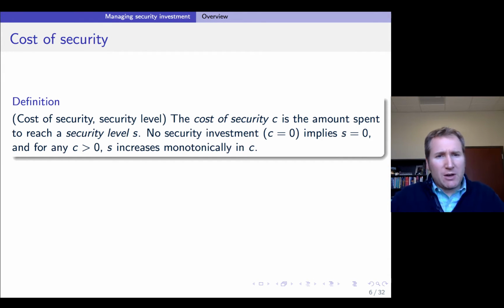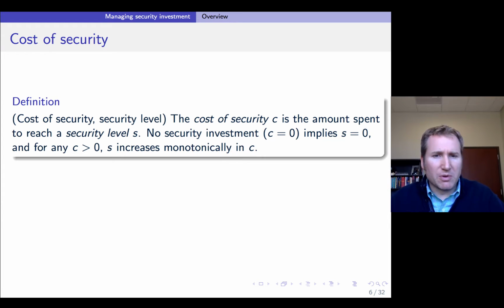So how do we define cost of security then? Well, the cost of security, we're going to call it C, is the amount spent to reach a security level called S. There are some basic consistencies here that we need for baselining's sake. If you make no investment in security, or C is 0, that implies that the security level is also 0. And any time you're making a positive investment in security, so you're incurring some cost, that means that the security level also has to increase monotonically in C.